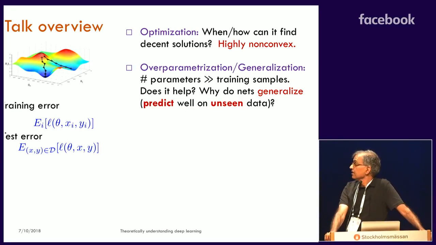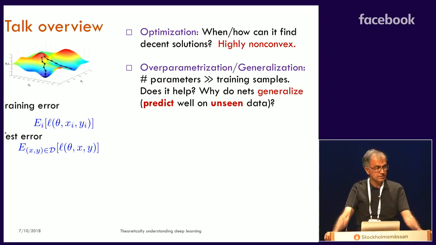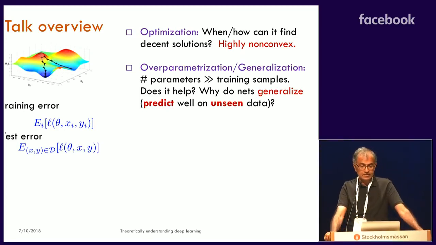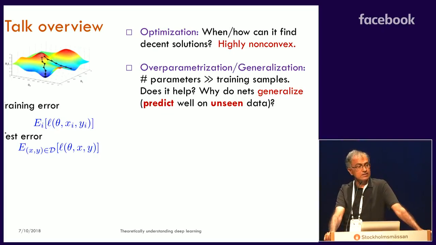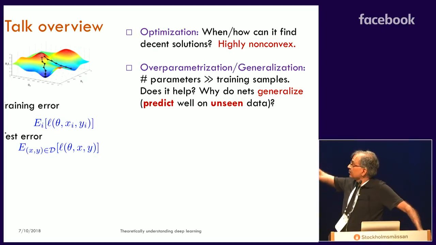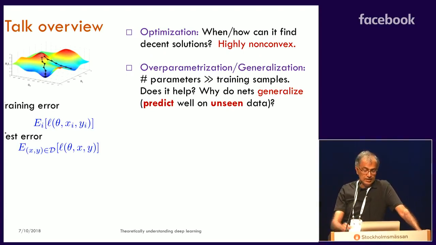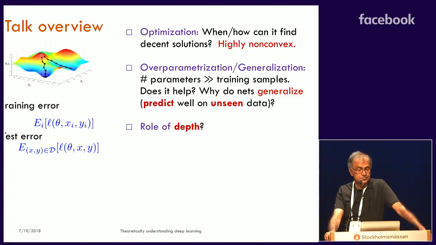The next part will be some consideration of overparametrization and generalization. So in neural nets today, very often, the number of parameters, training parameters, is way more than the number of training samples. So does this help and why? And secondly, why do these nets generalize? That is, predict well on unseen data. Because classic statistics tells us that these kinds of nets with so many parameters, more than the number of training samples, can overfit. And actually, it doesn't seem to happen. So that's an active area right now to understand that.